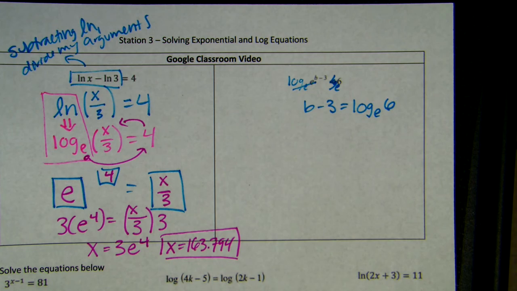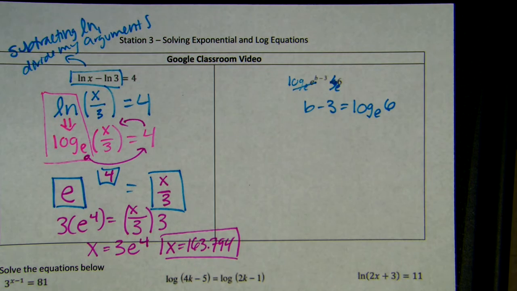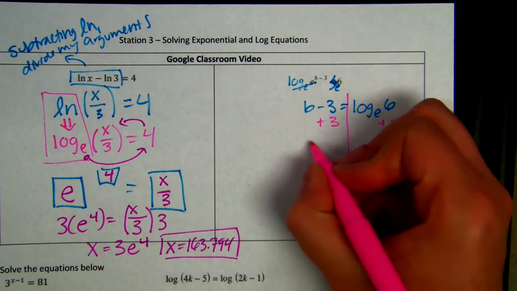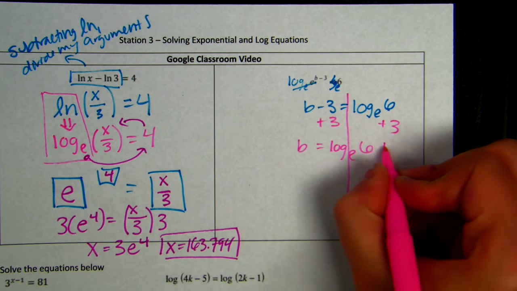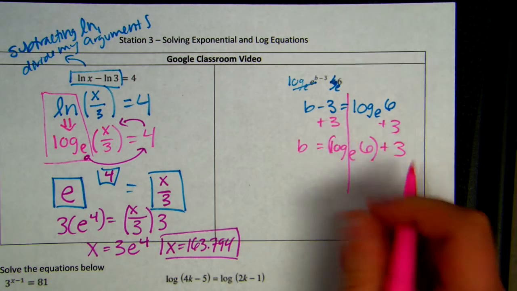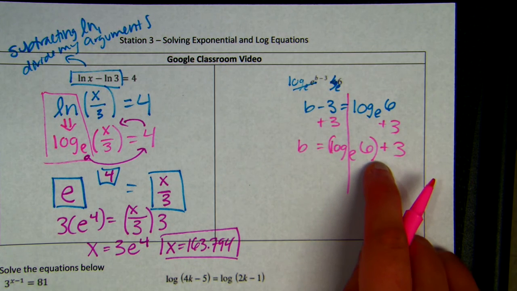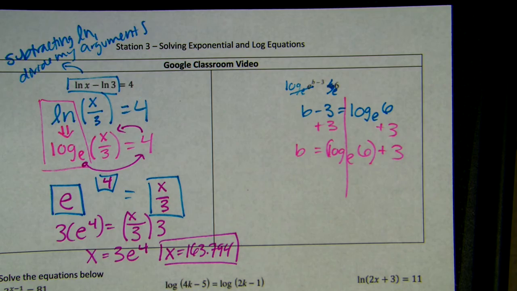So we have b minus 3 equals log base e of 6. Reminder that log base e of 6 is a number. So what do I need to do? I need to get b by itself. I'm going to add 3 to both sides. So I end up with b equals log base e of 6 plus 3. Reminder that this log base e of 6 is its own entity. That's a number, so we can't combine this plus 3 with our log base e of 6.